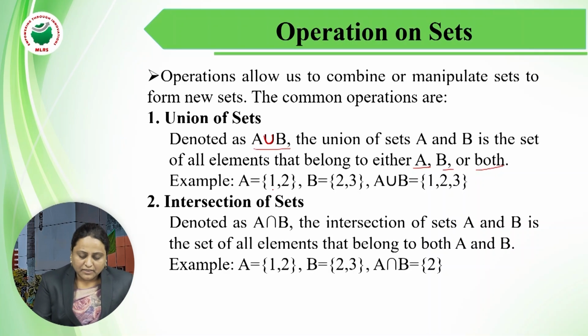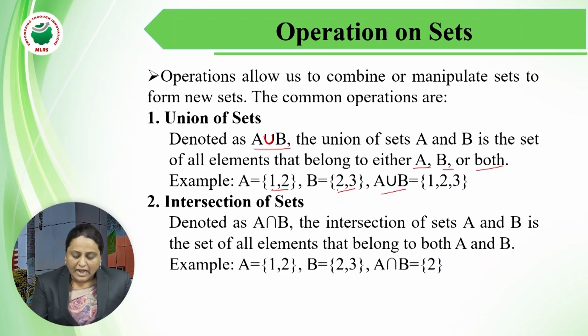In this example, you can see that A is having two elements 1, 2 and B is having two elements 2, 3. Then A union B is the elements present in A or B or both. That is, we'll take 1, 2 and in B, 2 is there, but 2 is already considered here. So we'll go for the next element 3. So A union B is 1, 2, 3.